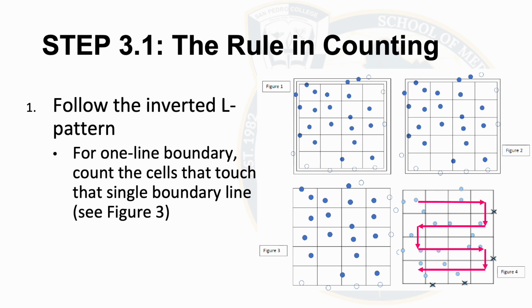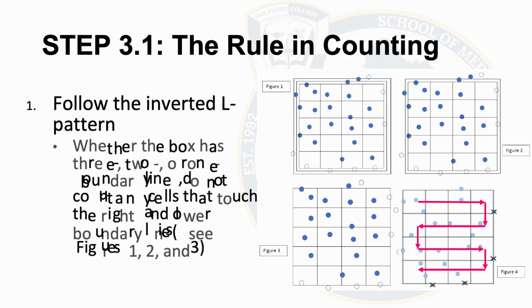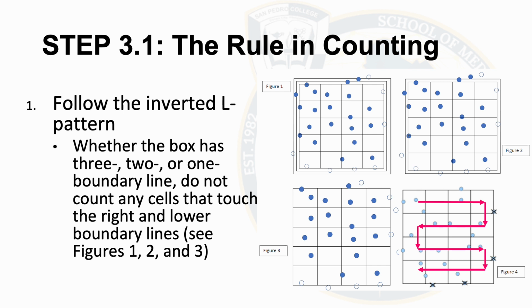WBC, malaki ang kanyang cells. Malaki ang kanyang squares. And for the last one, whether the box has 3, 2, or 1 boundary line, do not count any cells that touch the right and lower boundary line. So, ibig sabihin, wag mong bilangin yung cells na nag-touch dito and dito. Kasi ang dapat mo lang bilangin is the inverted letter L. Okay? Inverted letter L. If you will try to understand, what it is trying to tell us lang naman is para hindi mo ma-count ulit yung cell, you need to have a systematic manner of counting it.